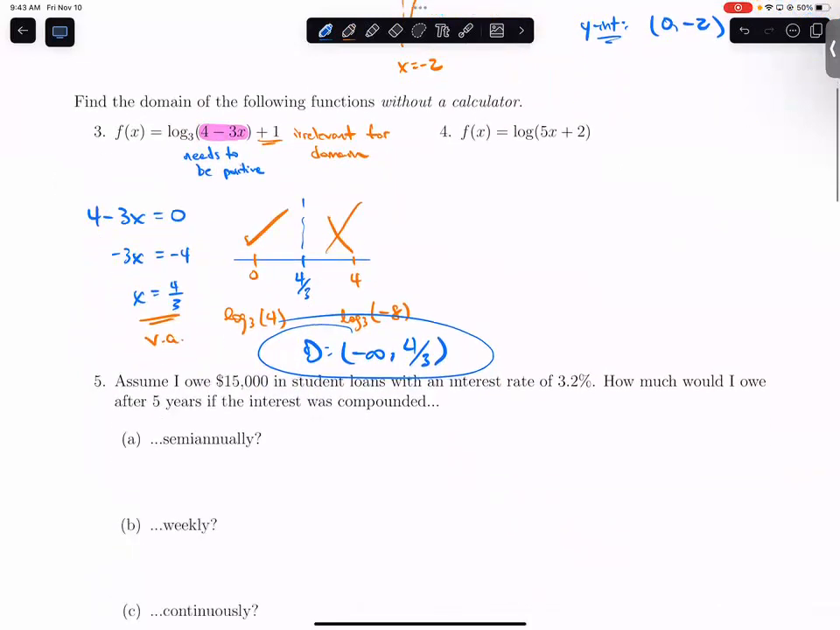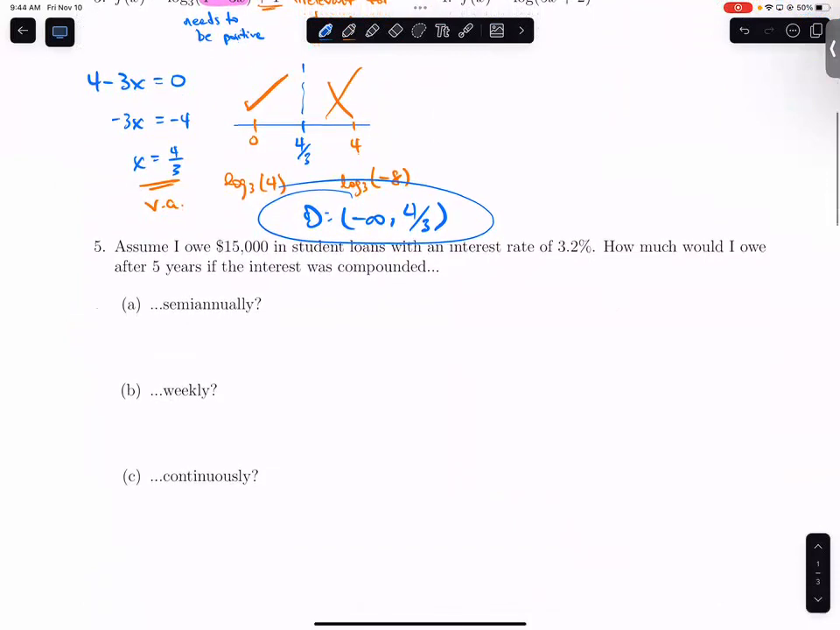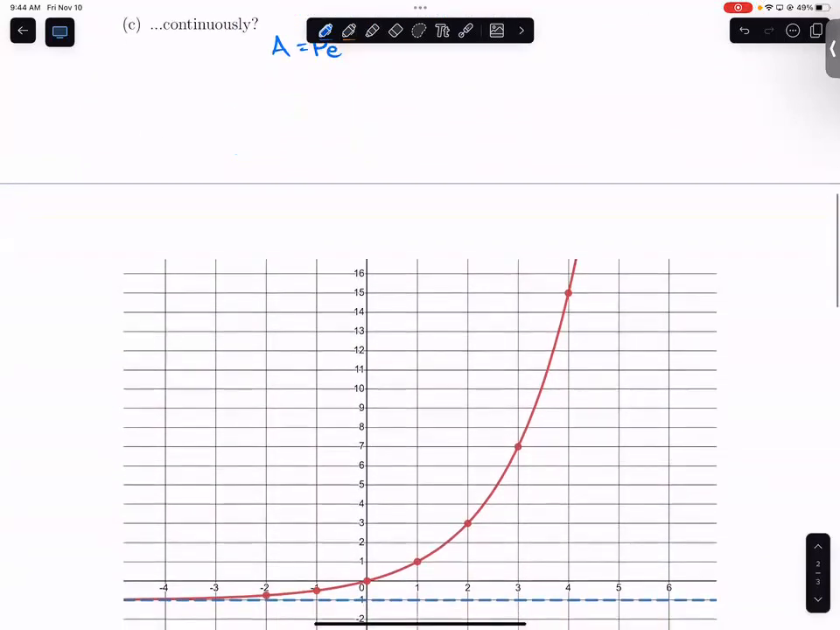All right. The interest problem, everybody's good there. Semi-annually, n is 2, weekly, n is 52. Continuously, use the other formula. I think the answers are all like 17,000 something. The first one was 17,580. They're all kind of in the neighborhood of 17.6. Yep. Good. Okay.